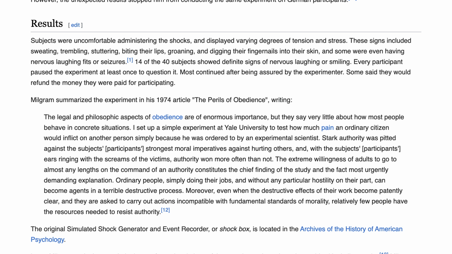The original simulated shock generator and event recorder, or shock box, is located in the archives of the History of American Psychology. Later, Milgram and other psychologists performed variations of the experiment throughout the world, with similar results.